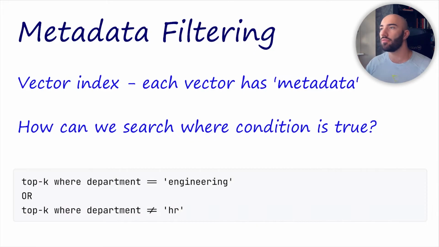Now, what I want to just do here is have a look at what metadata filtering actually is. So when we have a vector index, each vector is going to be assigned some sort of metadata. And that can be anything. It could be a number, a date, text. It can really be anything that we can use to filter our search. And what we want to do is search where this or some condition is true.